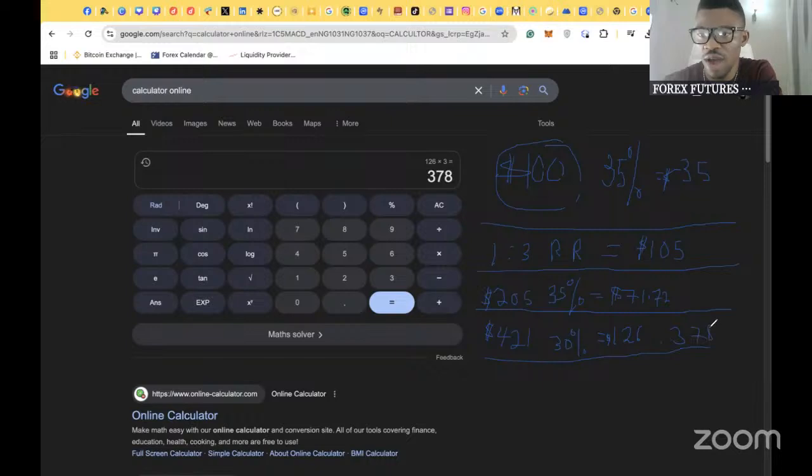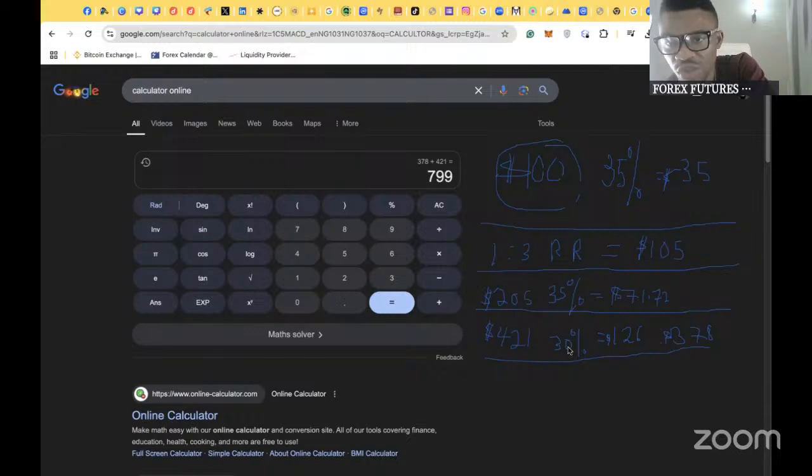378, when you add this profit to the capital you have, 421, that will be giving us a total balance of 799. That means we would have risked more than 30%. That's the implication here, because we are always supposed to double the capital at every stage. We would have risked more than that amount.